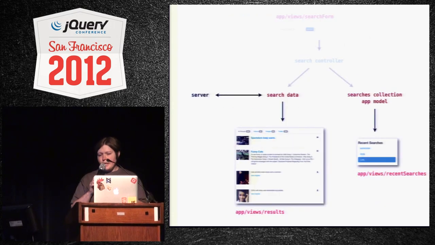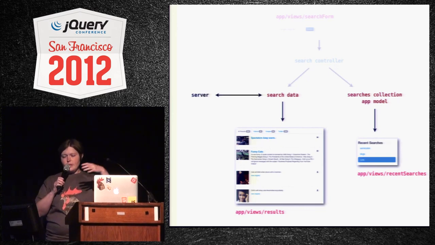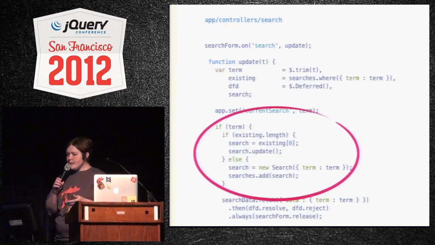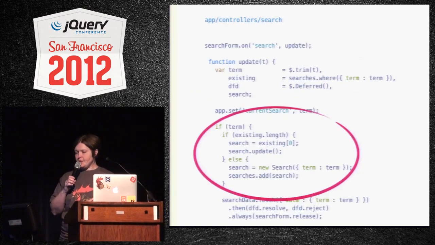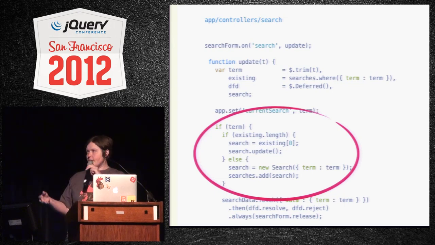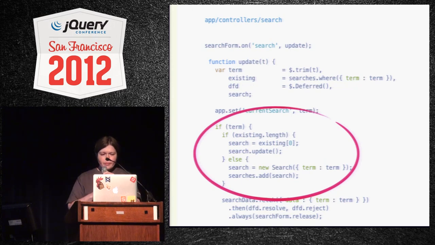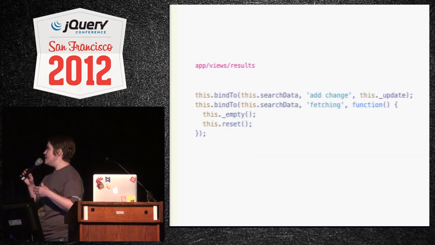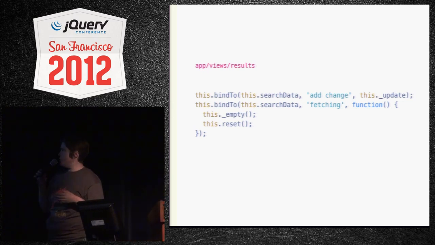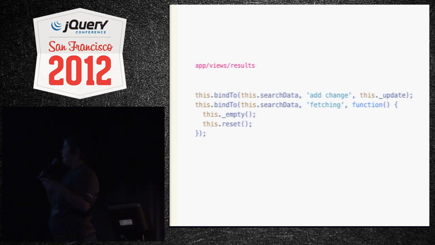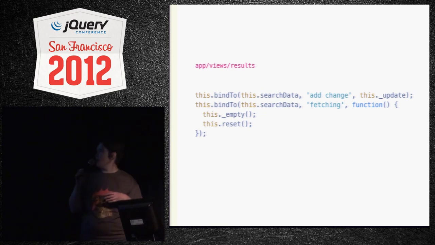And then when they announce that they have new data, the results area and the recent searches area are waiting for that new data to arrive. And so here we add a new search term, for example. So this is us updating our list of recent searches. And when we add a new search term to our list of recent searches, our results view, here you can see, is waiting to do this. It is waiting for an add or change event to happen on that search data collection. And when it does, then it empties and updates itself.